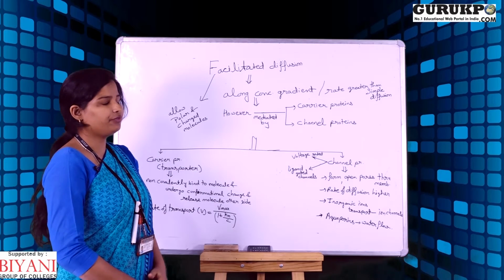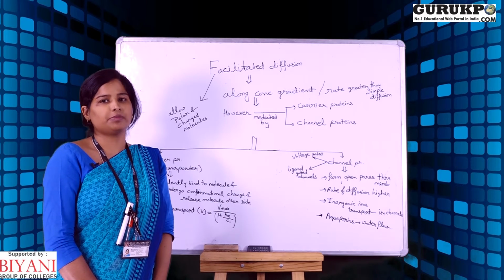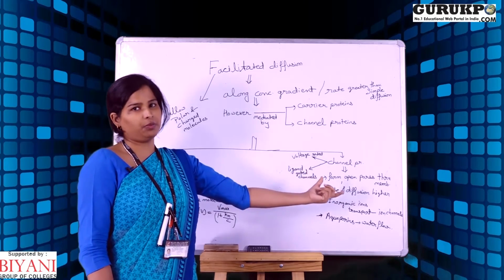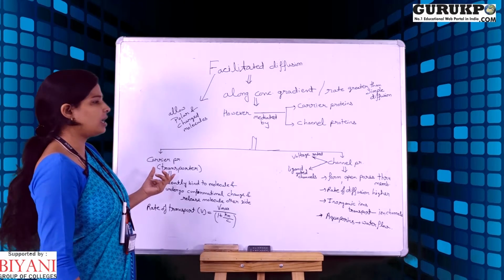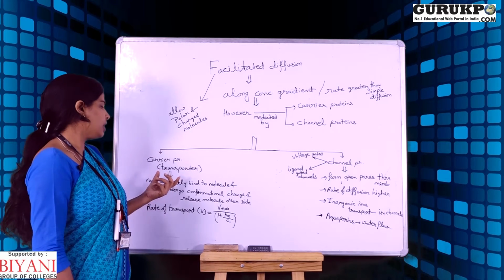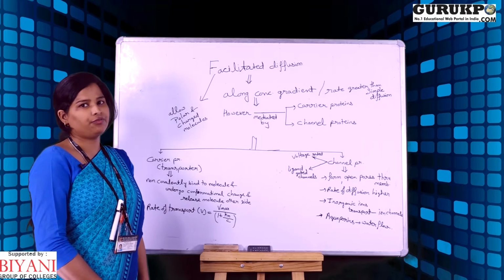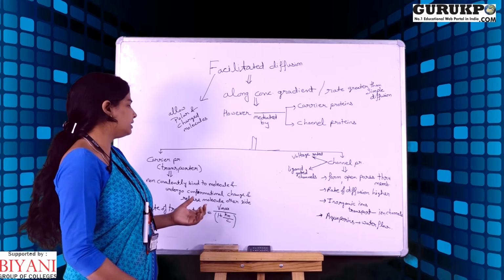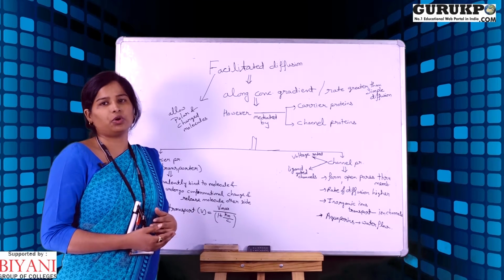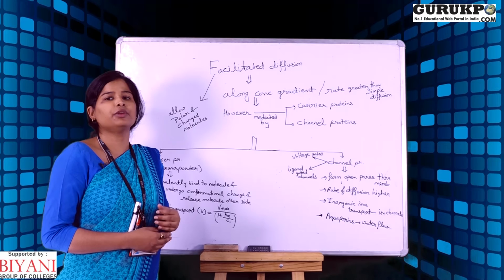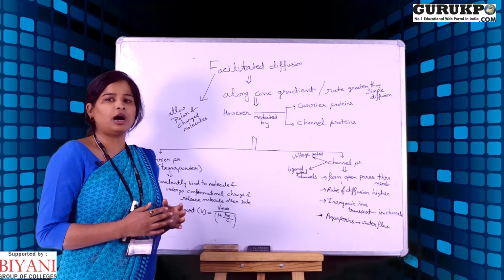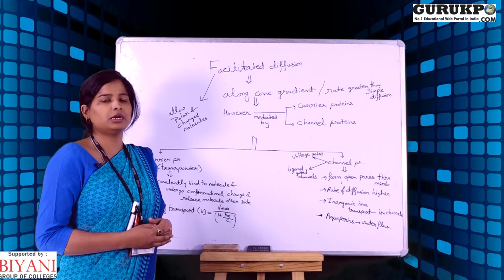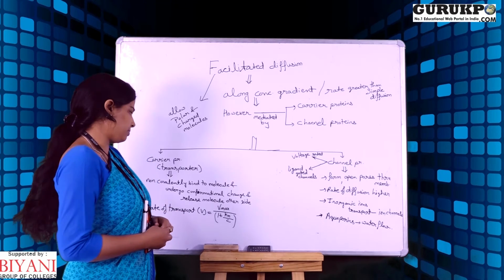Facilitated diffusion can be mediated by two types of proteins. First is carrier proteins and second is channel proteins. The carrier proteins, also known as transporters, are involved in non-covalent binding of the molecules, and on binding the molecules they undergo a conformational change, and after going across the plasma membrane they release the molecules outside the plasma membrane.